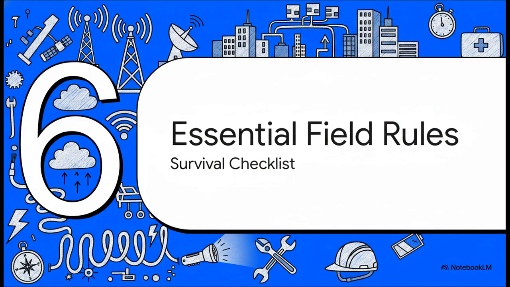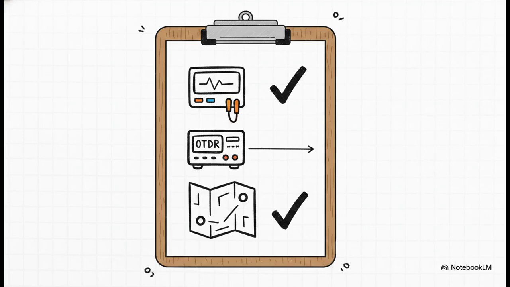Let's wrap things up with Section 6, Essential Field Rules. Now that we've tackled both the air and the underground, I want to leave you with a rapid-fire survival checklist. Number 1, always monitor your RSL stability for a few minutes before you climb down and leave a microwave site. Make sure those decibels hold strong.